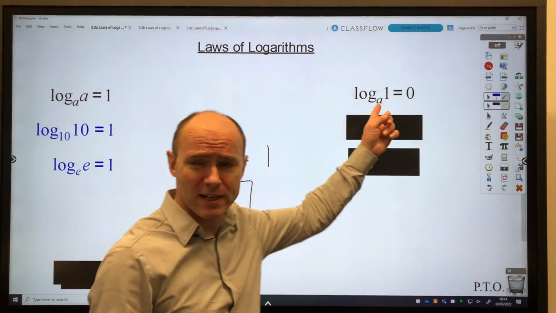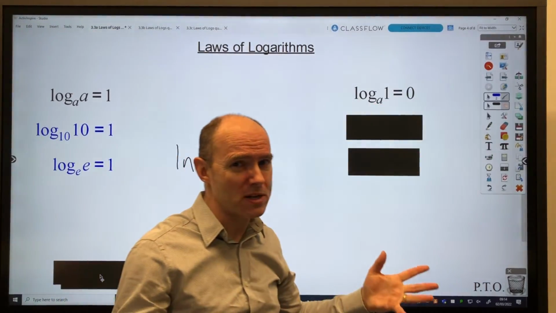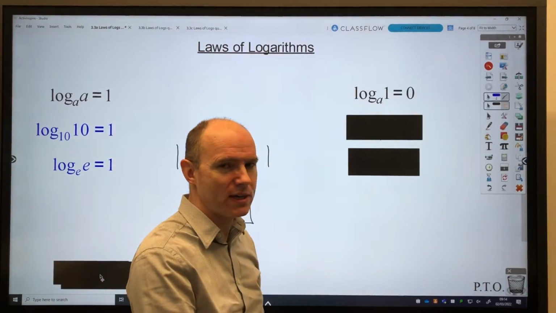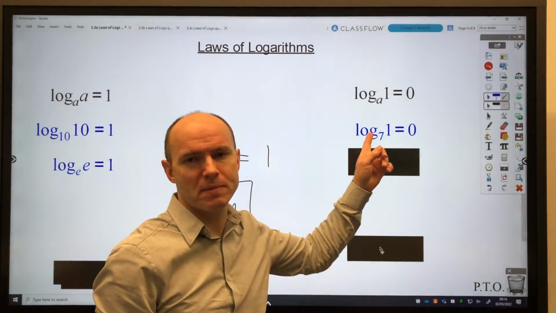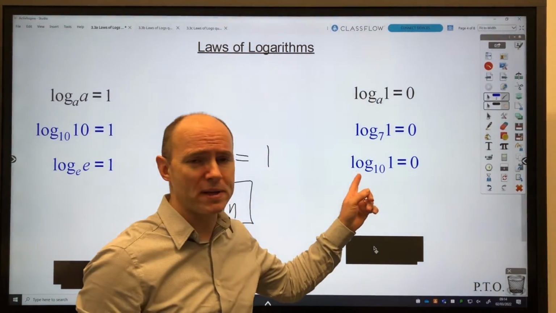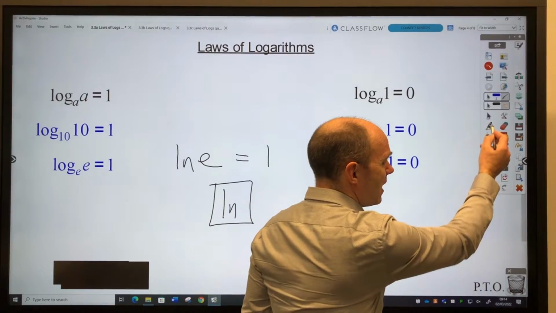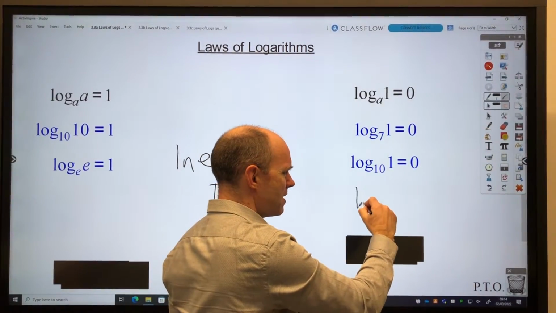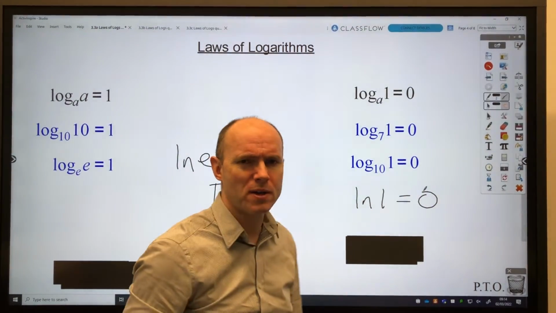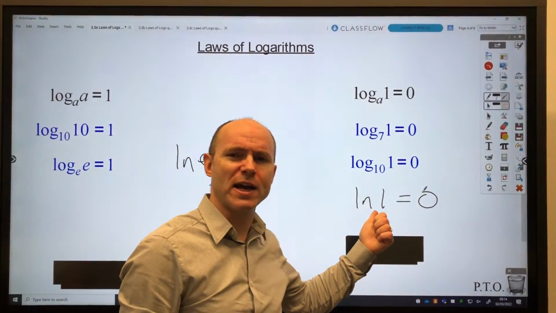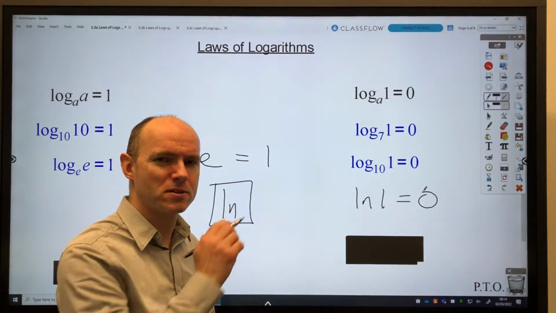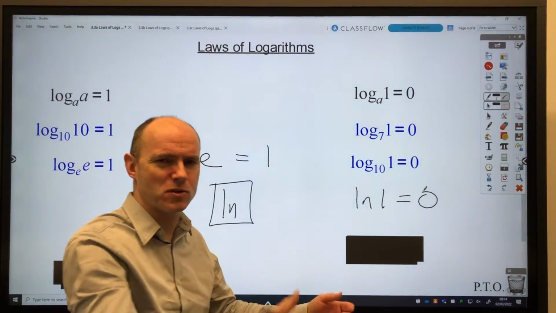This one here, I've mentioned it before, but again worthwhile mention. Log of 1 is always 0. Doesn't matter what base you're actually using here. So for example, log base 7 of 1 is 0. You can check these in your calculator too if you like. Log base 10 of 1 is equal to 0. And of course, using my favourite base of logarithms, natural log of 1 is also 0. That's probably the quickest one to check in your calculator because there is a dedicated key for the natural logarithm. You can just type it up, natural log 1, and it gives you 0.